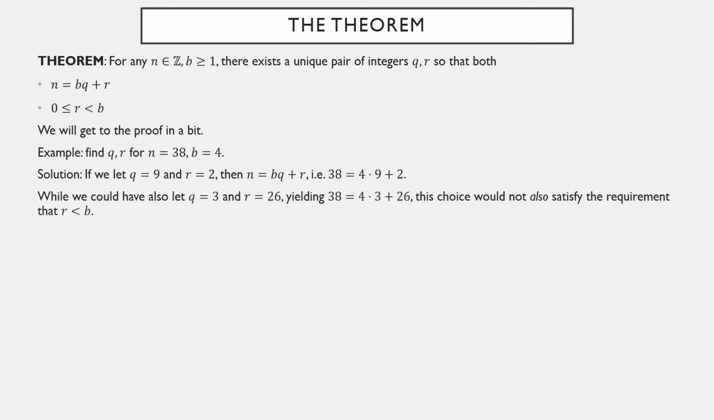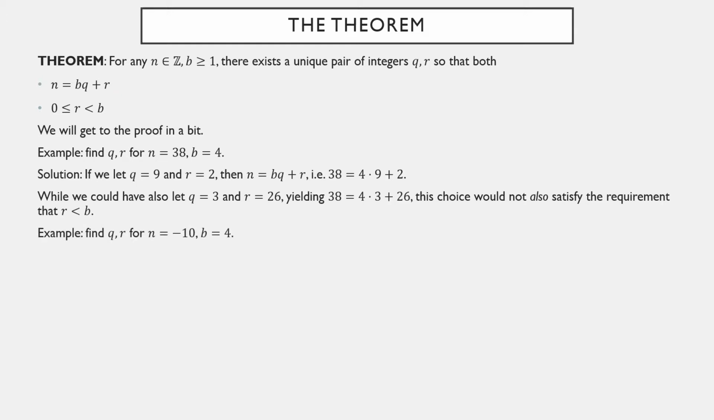But what if I tried to let q equal 3 and r equal 26? This is another true statement, that 38 is equal to 4 times 3 plus 26, but this doesn't satisfy the requirement that r has to be smaller than b. 26 is not smaller than 4, but in the first statement, 2 is smaller than 4. So there are multiple ways to solve one of these if you don't care about the other. However, there is only one way to solve it where both are accomplished simultaneously. That's the content of the theorem.